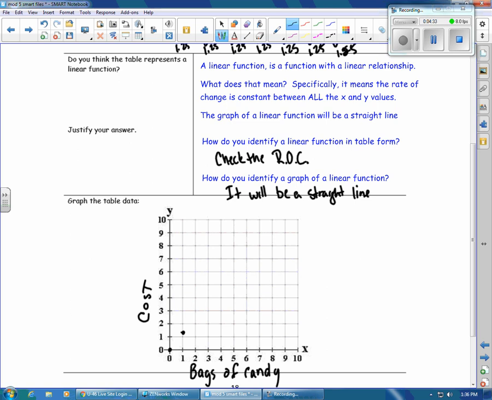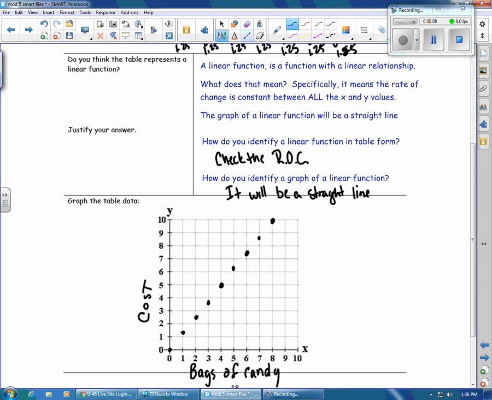2 bags of candy is going to be $2.50, so halfway between. 3 bags of candy, $3.75, so almost 4. 4 bags of candy is going to be 5. 5 bags of candy is $6.25. 6 bags of candy is $7.50. 7 bags of candy is $8.75. And 8 bags of candy will be $10.